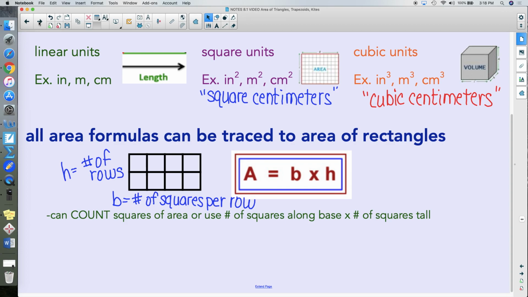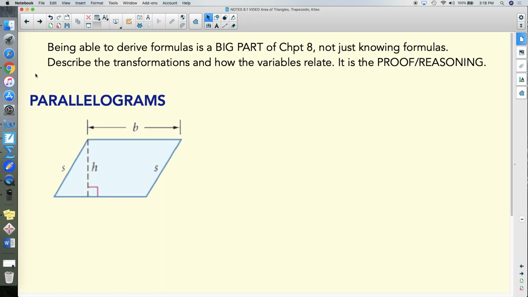In Chapter 8, you will have seen a lot of the area formulas before, but being able to derive them, being able to take them back to rectangles and demonstrate how the transformations get them there so we understand where the formulas came from, is your proof and your reasoning. So skipping that understanding would be a mistake. So with parallelograms, let's try that out. Let's see if we can describe how some transformations, some reflections, rotations, translations, could get us back to being a rectangle or something we have a justified area formula for already.